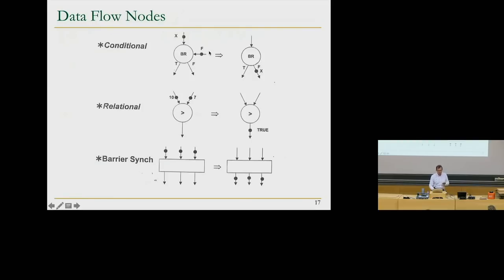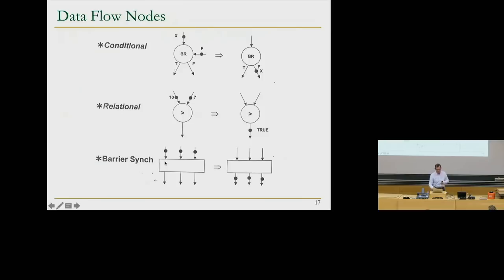Relational is another example. How do you generate the true and false? This is a comparison, a greater than comparison node. It checks whether the left input is greater than the right input, and it fires when both of them are ready, and the result is true or false, depending on whether or not this expression evaluates to true or false. In this case, it's true. 10 is greater than 7, so you get a true token out. I'm not going to cover the barrier synchronization. You can think about that. We're not going to use that, but that's another example. What this does is it delays sending all of the tokens until all tokens come to this node.